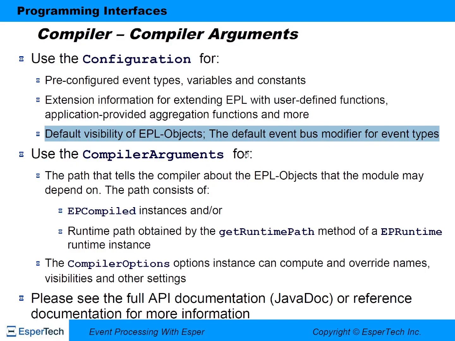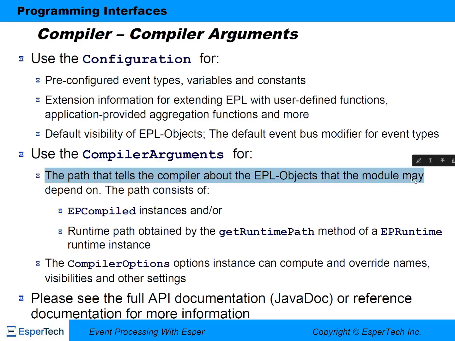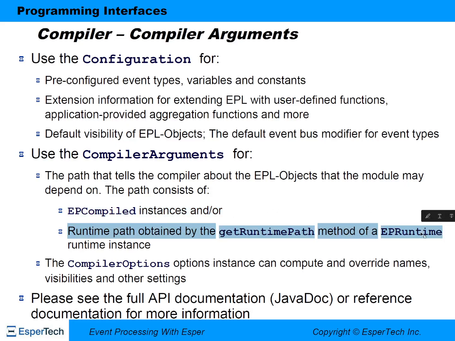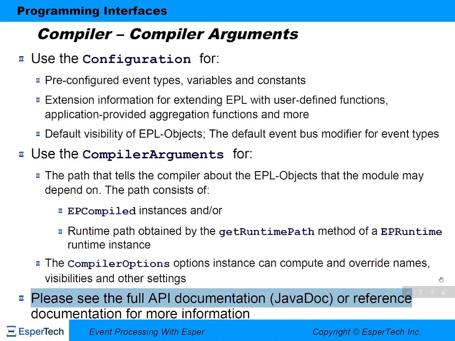The compiler arguments instance has more functionality. The compiler arguments contain the path. The path is important as it tells the compiler about the EPL objects that the module may depend on. The path consists of EPCompiled instances and/or a runtime path obtained by the getRuntimePath method of an EPRuntime instance. The compiler arguments also has a compiler options instance that can compute and override names, visibilities and other settings. Please see the full API documentation, Java doc, or reference documentation for more information.